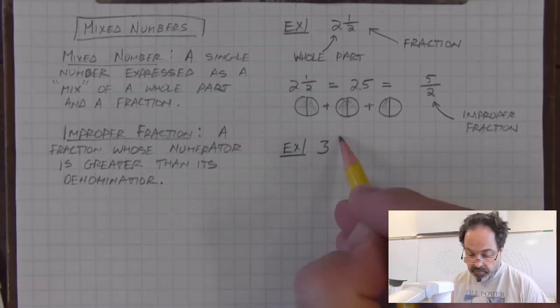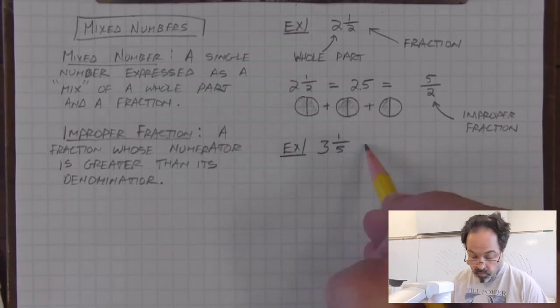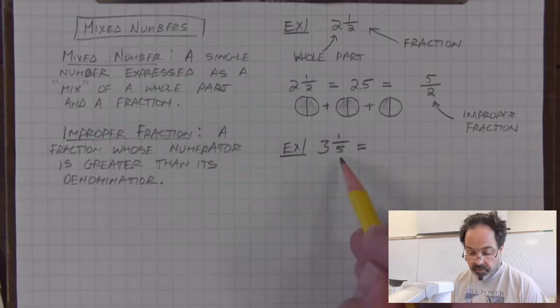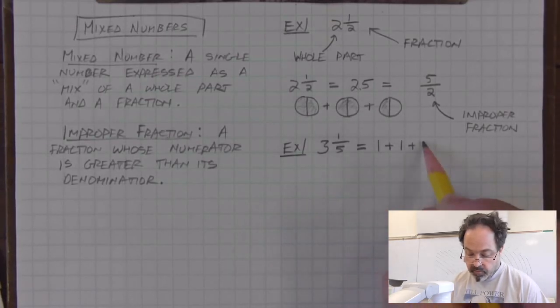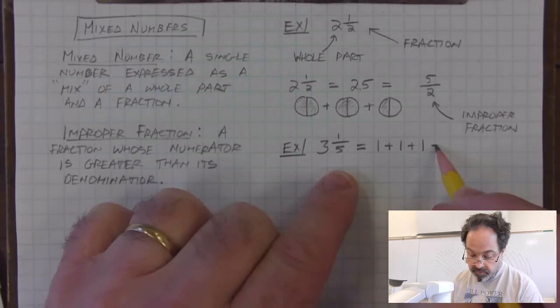We're going to start with the mixed number 3 1/5. We want to convert this mixed number to an improper fraction. How do we do that? We're going to go slow at first, and we're going to think of the 3 as adding 1 3 times. We're going to show the 3 as 1 plus 1 plus 1, and then the 1/5 would be adding another 5th.